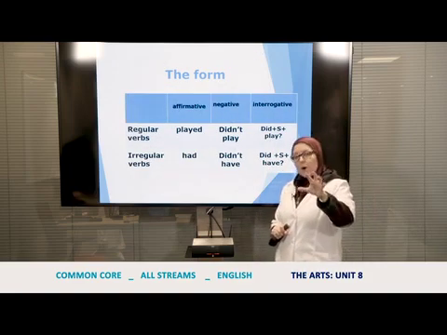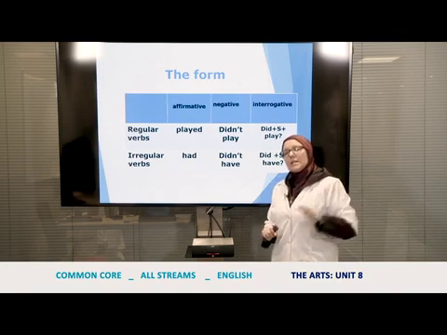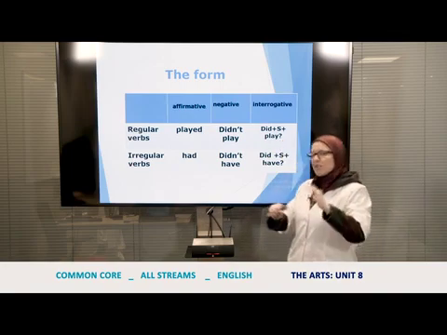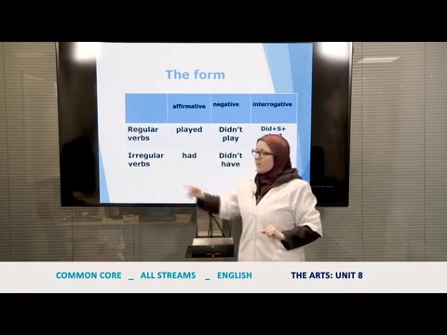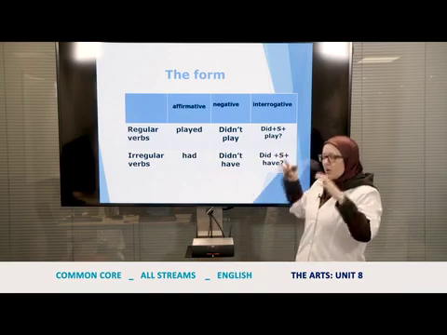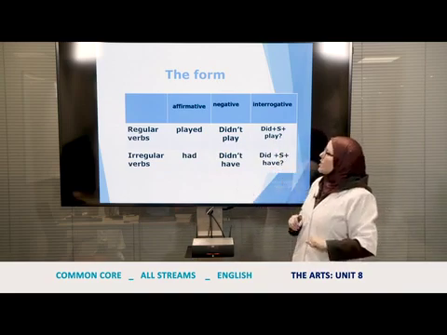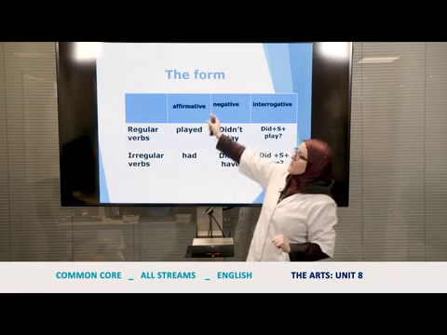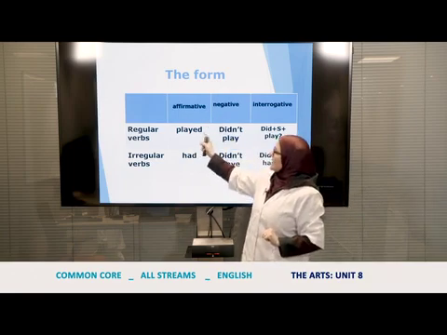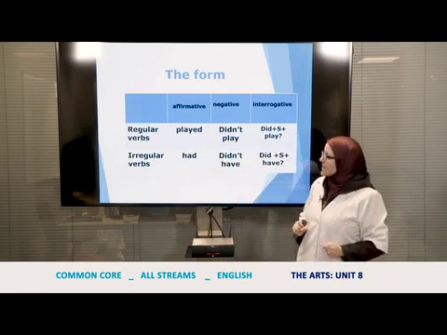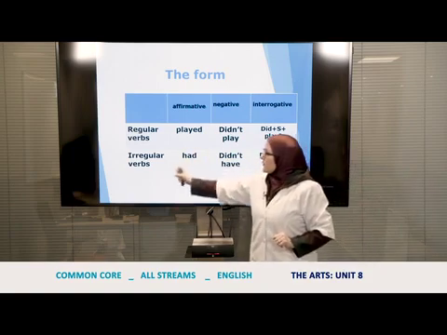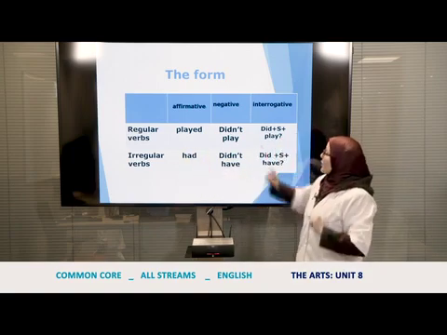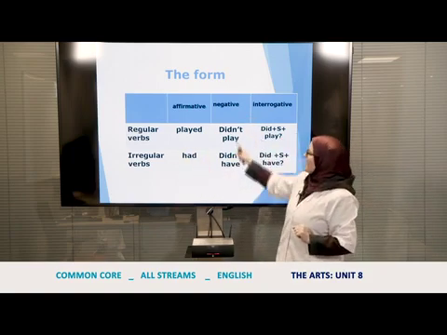So this is how we form verbs in the simple past. So I just categorized them into regular and irregular verbs, and I tried not to overload you with a lot of information. So for the affirmative form, we have verb plus ed. It becomes played, as an example. For irregular verbs, we have had. For the negative form, we have didn't.